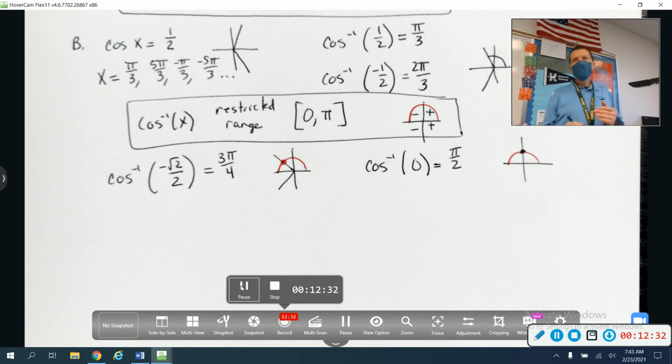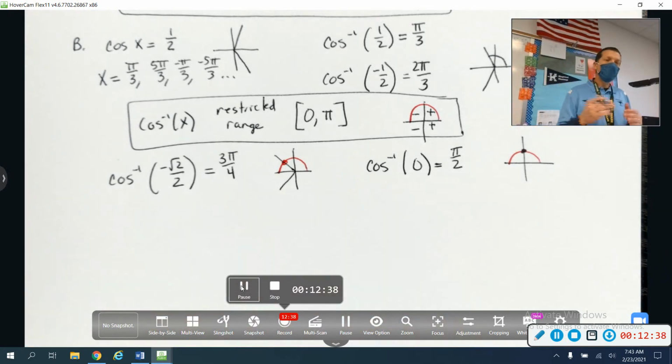So you have to know two things today. You have to know the unit circle, and then you also have to know the restriction so you know which answer to give.